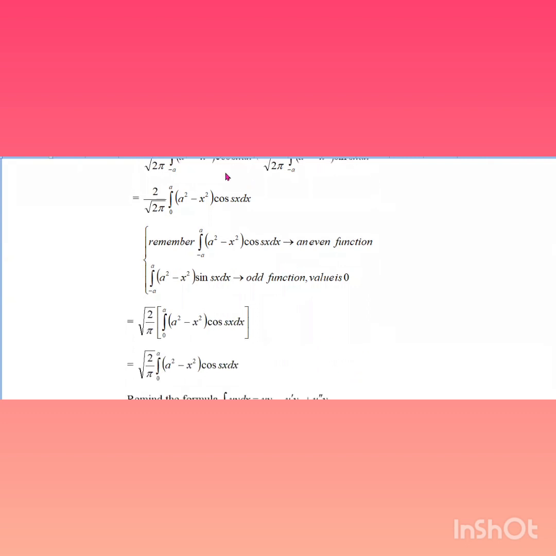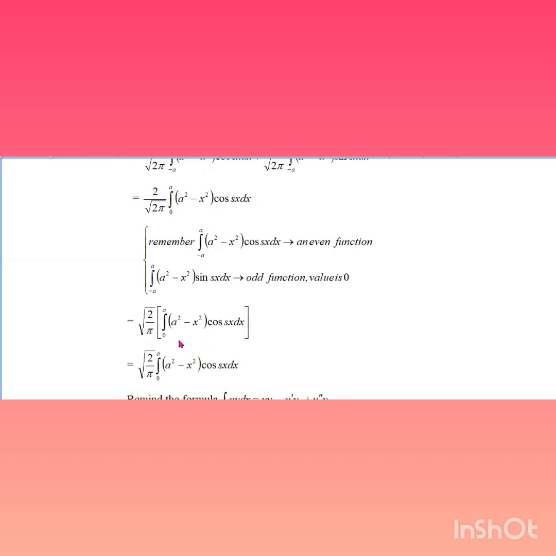So now we are going to find the value for this one. So 2 divided by root 2 pi, integral over the limit 0 to a, a square minus x square cos sx dx. That can be written as 2 divided by root 2. In the numerator you can write 2 as root 2 into root 2, divided by root 2 into root pi. So numerator as well as denominator root 2. So therefore, root 2 divided by root pi. 2 divided by root 2 pi can be written as root of 2 by pi.